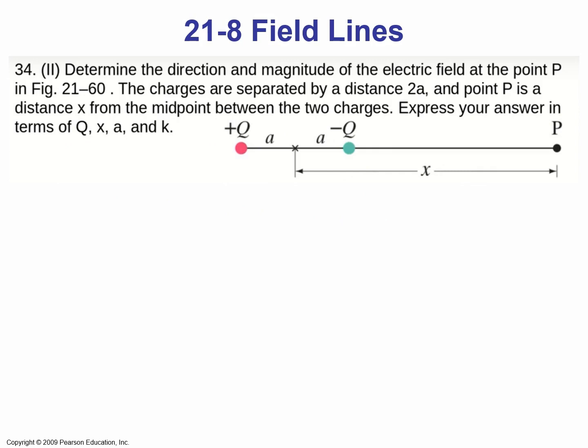Now let's take a look at problem number 34 from the book as another example. Determine the direction and magnitude of the electric field at the point P in the figure below, which is figure 21-60. The charges are separated by the distance 2a, and point P is a distance x from the midpoint between the two charges. Express your answer in terms of Q, x, a, and k.